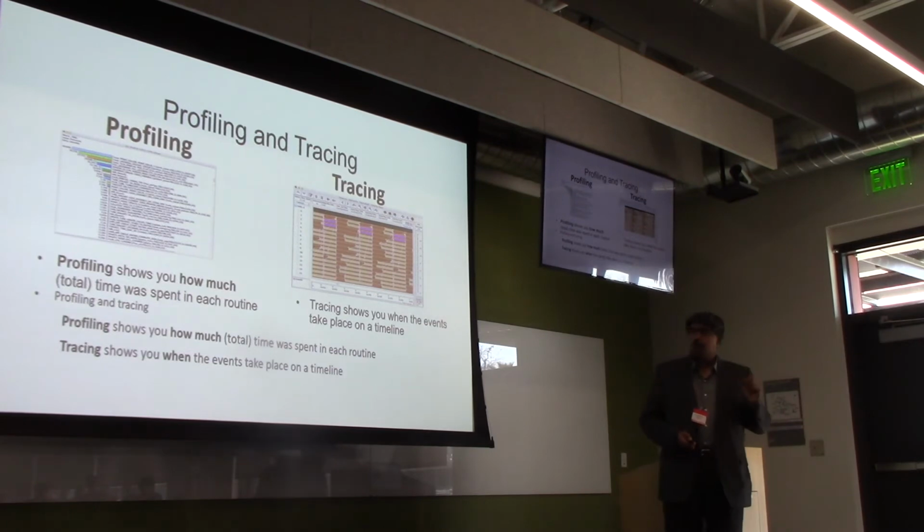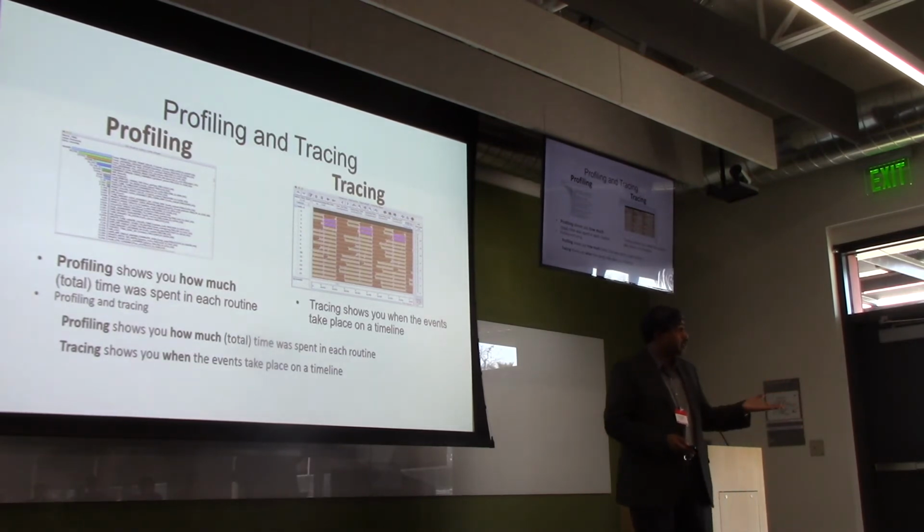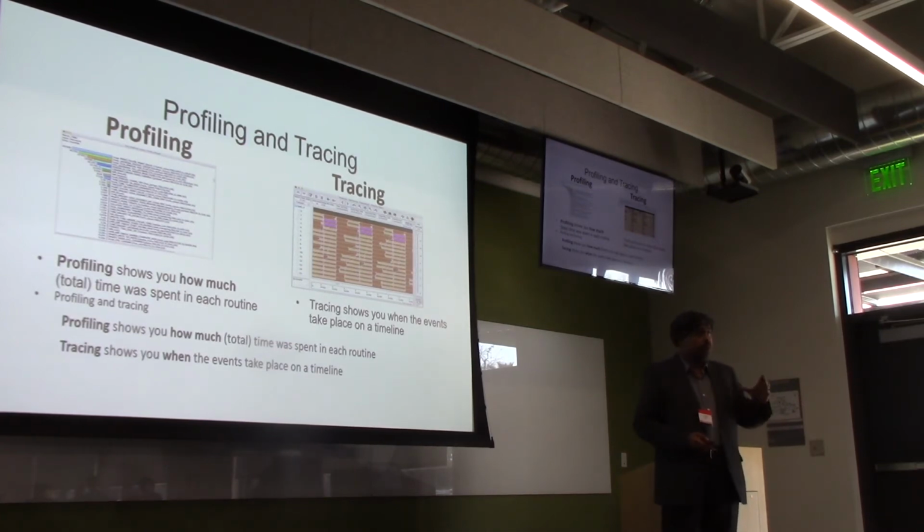Profiles show you how much total time was spent in a routine or a region of code. So if there was a write function and it was called 10,000 times, at the end of the program it will say 50 seconds were spent in the write function over all 10,000 invocations. Whereas tracing will show you, for each thread of execution, when the entry and exit for each of those 10,000 calls to write take place. So you can see exactly what each process was doing.